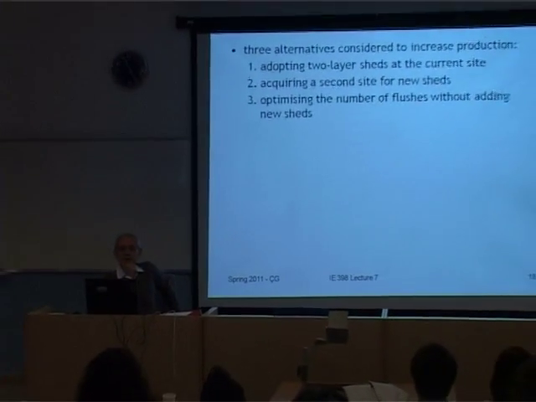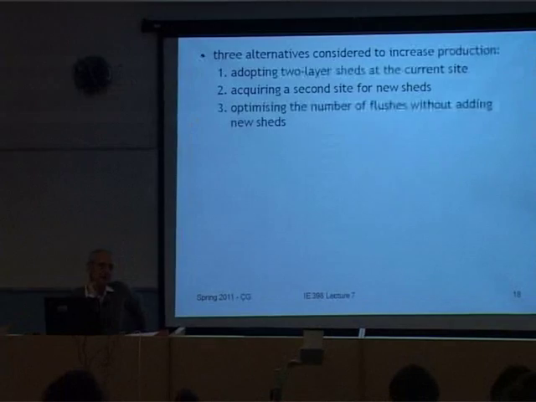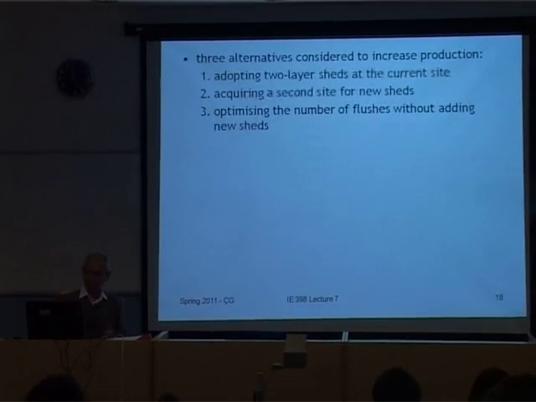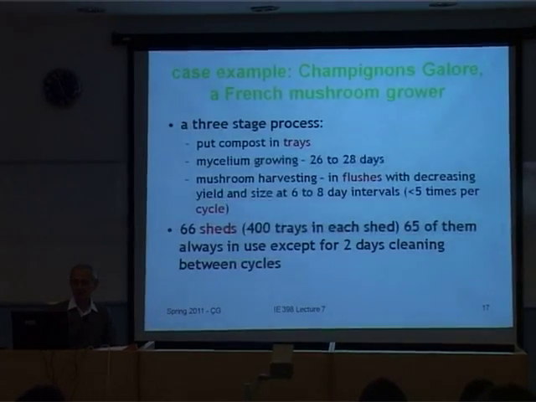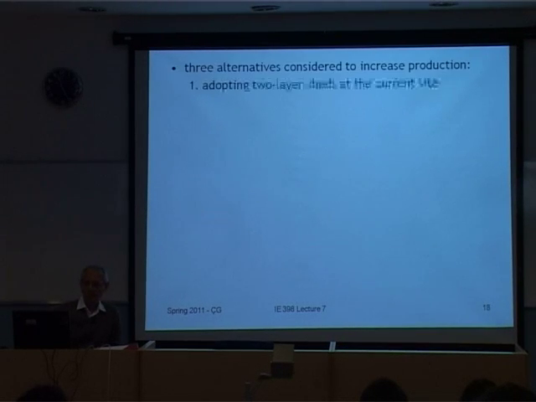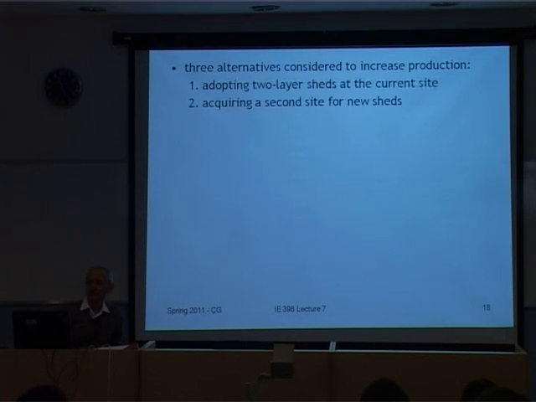The first alternative is adopting 2-layer sheds at the current site. You know, in one shed, it's possible to stock how many? 2,400 trays. But if you construct another layer, and the one in köy işleri was like that, I think, in 2 layers, then you can stock another maybe 2,400 trays in the second layer. So that's one option. Another option is to acquire a second site for new sheds, to lease some more land on which you can construct new sheds.